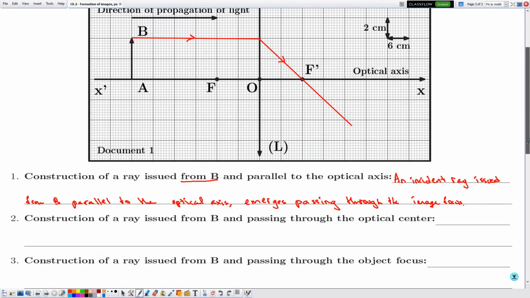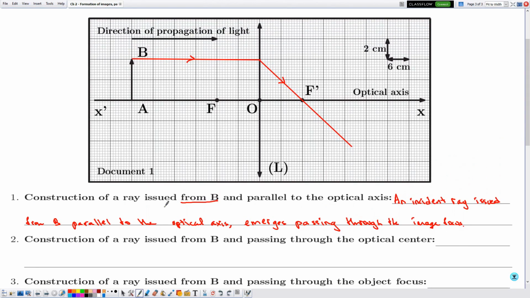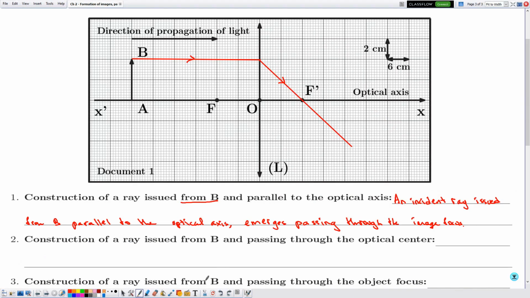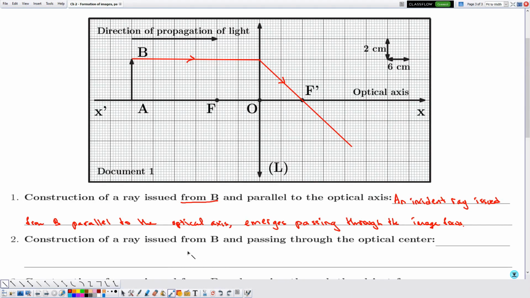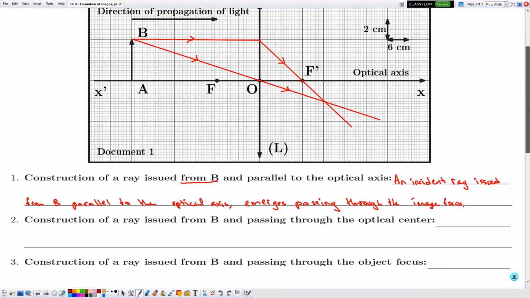Now in part 2 they are telling me construction of a ray issued from B and passing through the optical center, and I repeat that the word construct means that we need to trace and justify. So this is an incident ray issued from which point? From the point B and passing through the optical center. Okay, and we don't forget arrows on light rays, incident ray as well as emergent ray. So this is the tracing.